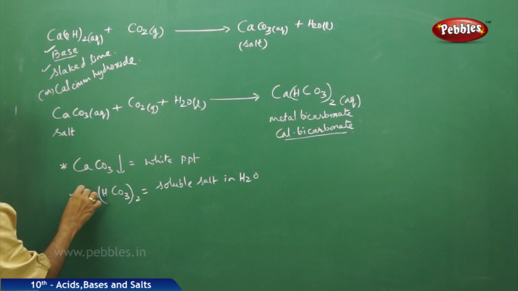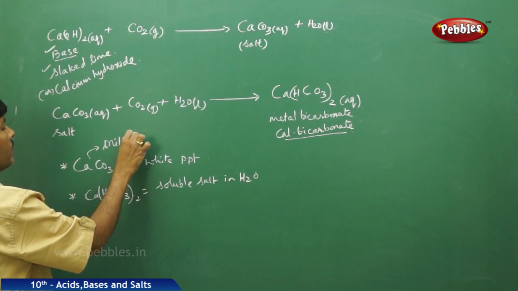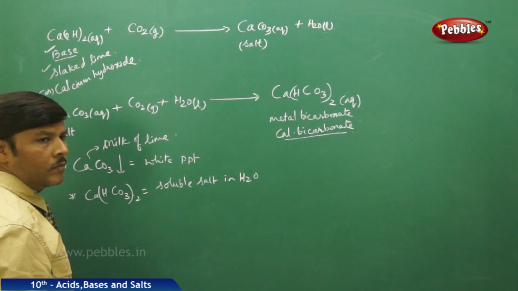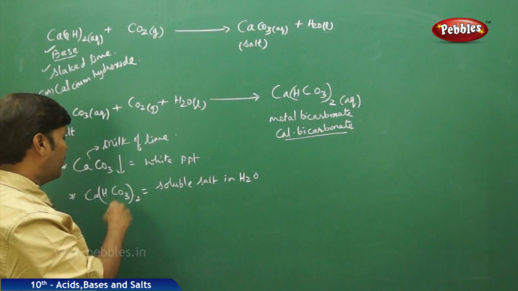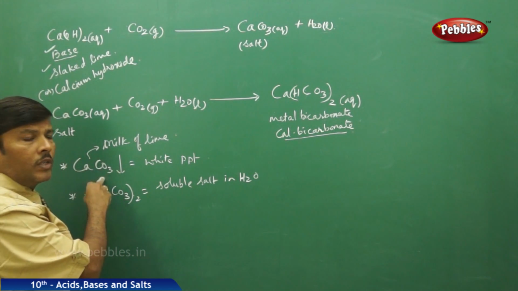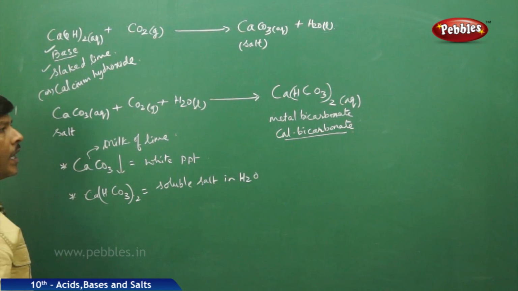Calcium carbonate is also called milk of lime. That is, slaked lime is calcium hydroxide, and calcium bicarbonate and CaCO3, that is limestone, is also called milk of lime because it is in the aqueous state.